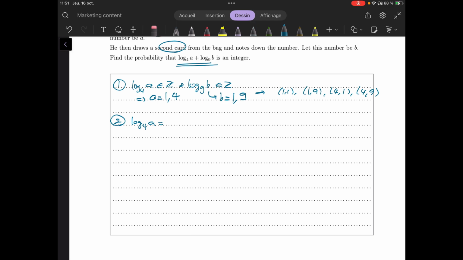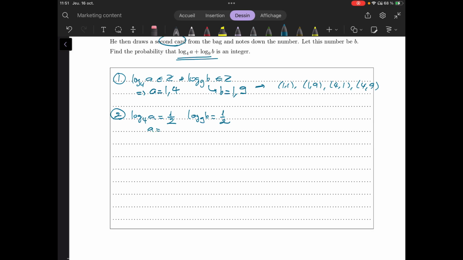A second possibility is when log base 4 of A, let's say, is a half, and log base 9 of B is also a half. This is when A is equal to 2 and B is equal to 3. Similarly, if log base 4 of A is equal to 3 halves and log base 9 of B is a half, the sum of the two terms would still be an integer. So we actually have 2 more possible combinations: 2 3 and 8 3.